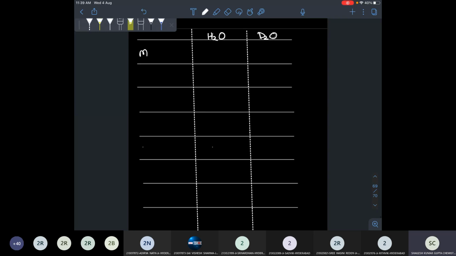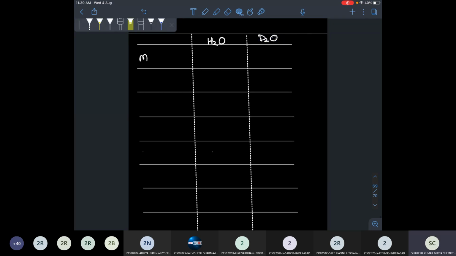Right, H2O and D2O. Molecular mass. It is 18 approximately, and this one is 20. I'm not writing the exact value. So now let's talk about melting point.